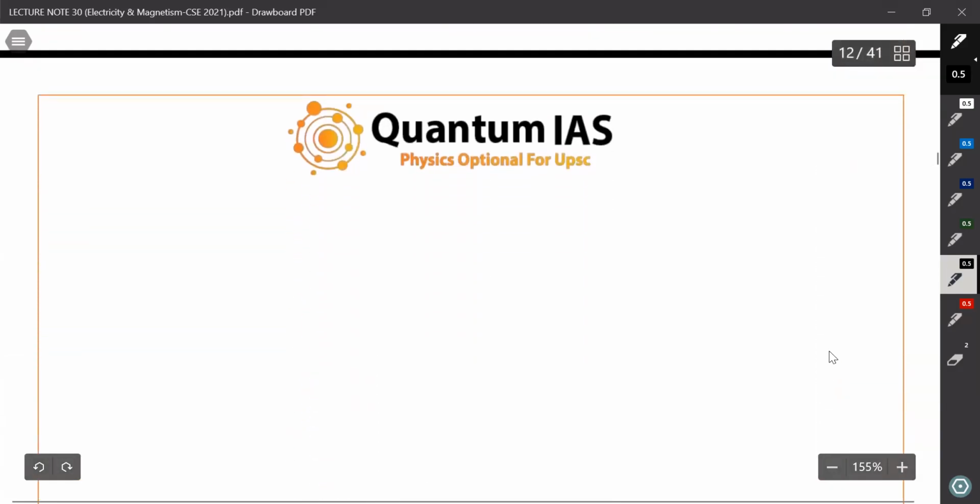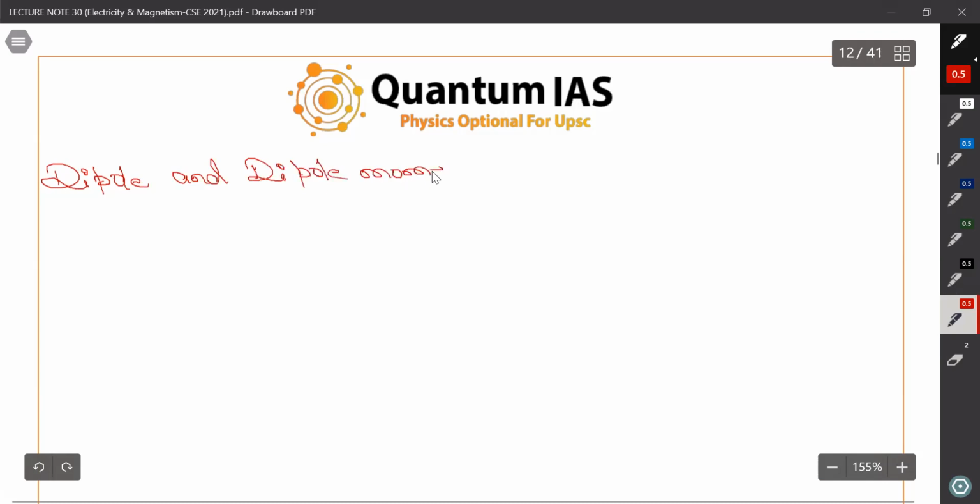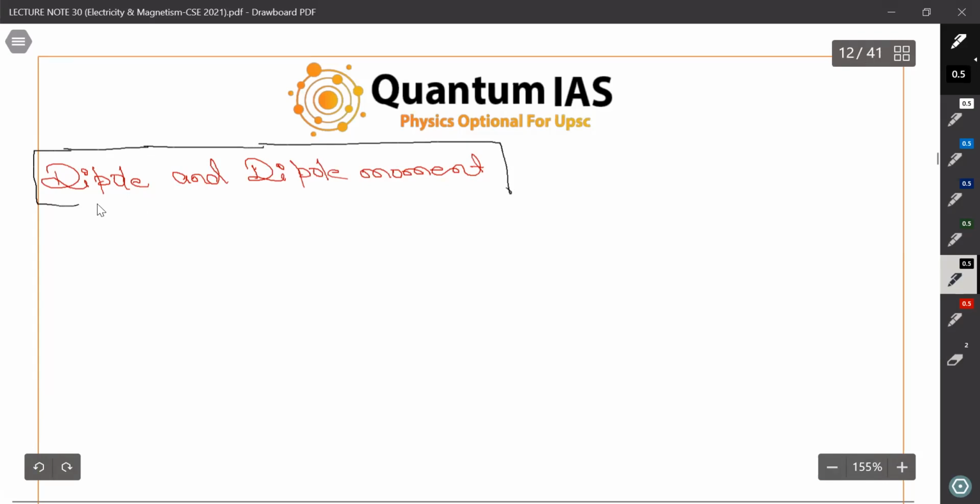Now we will start with dipole and dipole moment. After the basic introduction, or completing the dipole, we will study the multipole expansion of the potential and also relate these two terms, right? But first we will see the dipole and dipole moment.